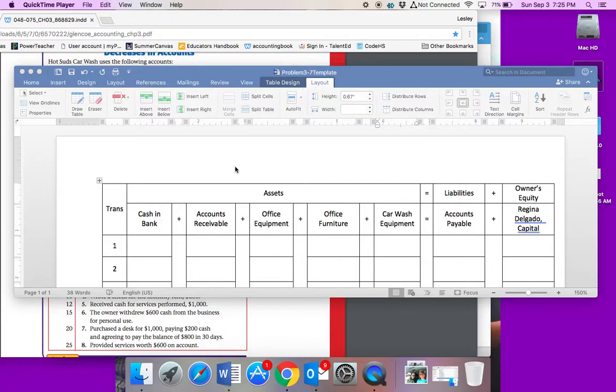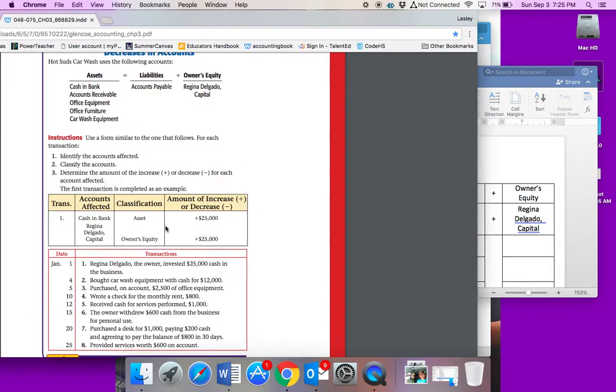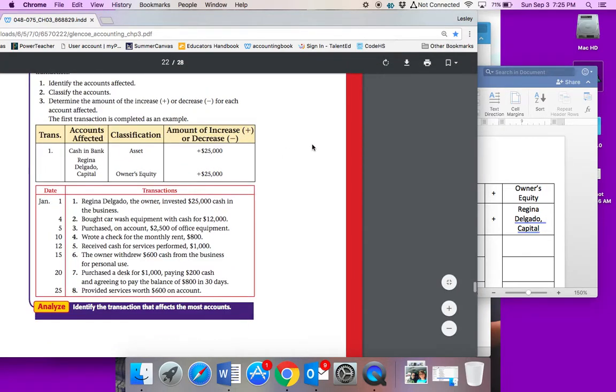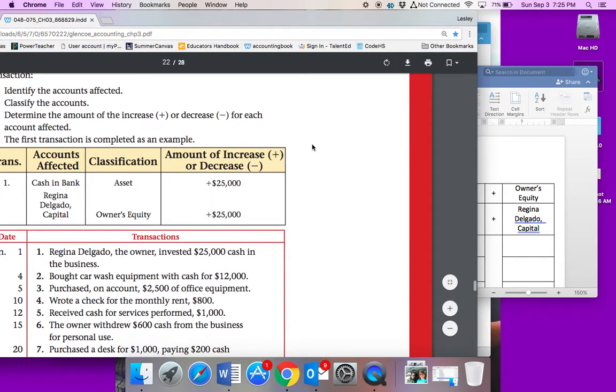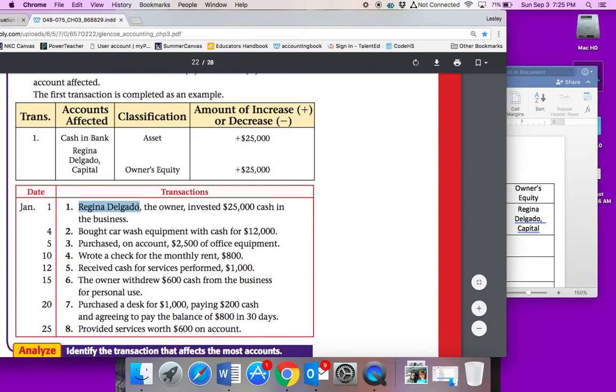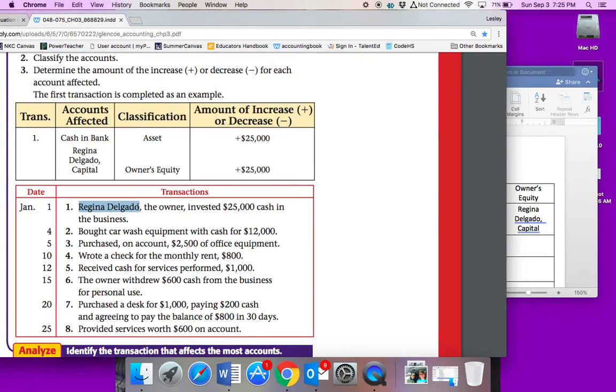All right, so we're going to talk about how the transactions affect the accounting equation. So you'll notice here, I'm going to use this example on the screen here. Let me make it a little bit bigger so you can see it. Okay. And so the first transaction says Regina Delgado, the owner, invested $25,000 in cash. They already kind of have this explained up on the top, but I'm going to go ahead and record this one as well.